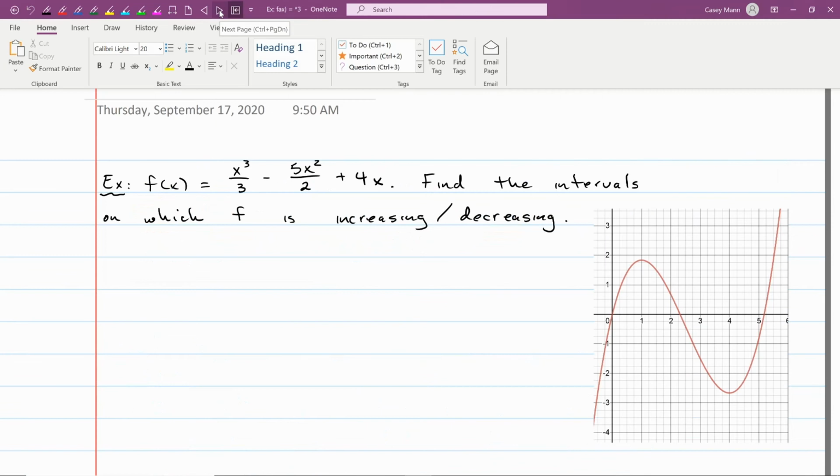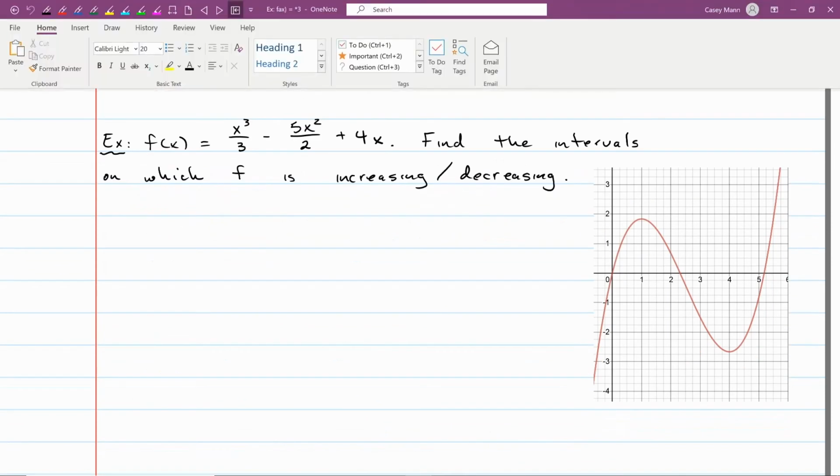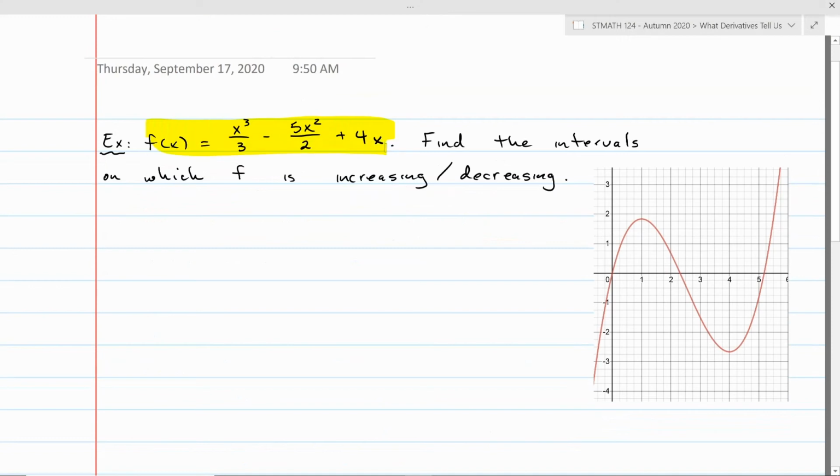Let's do a concrete example. Here's a function, f of x equals x cubed over 3 minus 5x squared over 2 plus 4x. And I want to find the intervals where the function is increasing and decreasing. Well, if I look at that picture over there, I went ahead and made a graph of this thing ahead of time. It looks like, on the interval to the left of 1, it appears to be increasing.